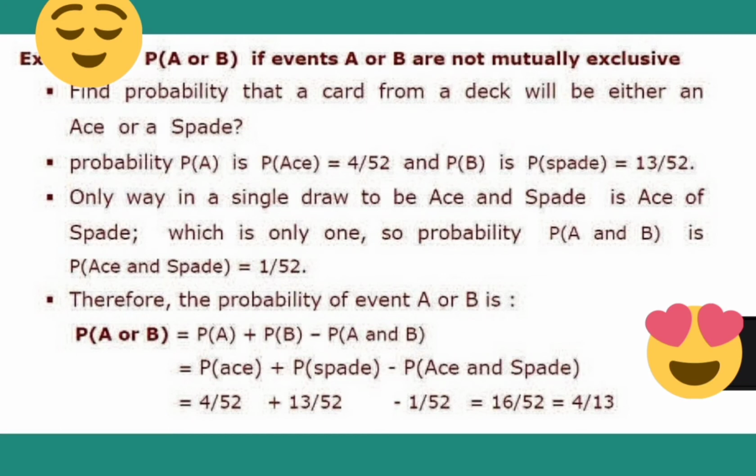So now the resultant probability of A or B is equal to the probability of ace plus probability of spade minus probability of ace and spade, that is equal to 4 by 52 plus 13 by 52 minus 1 by 52, which is nothing but 16 by 52. If you abbreviate this fraction, it becomes 4 by 13. So this is the final answer for this problem.